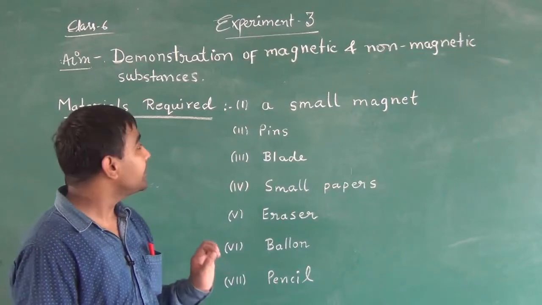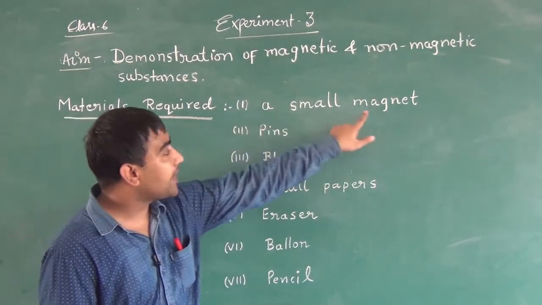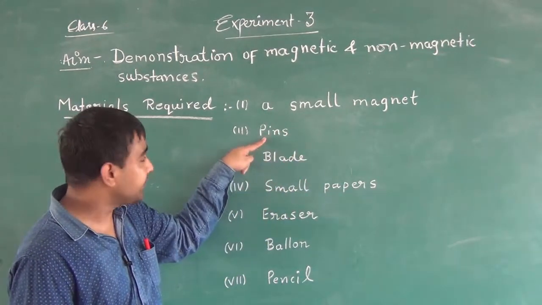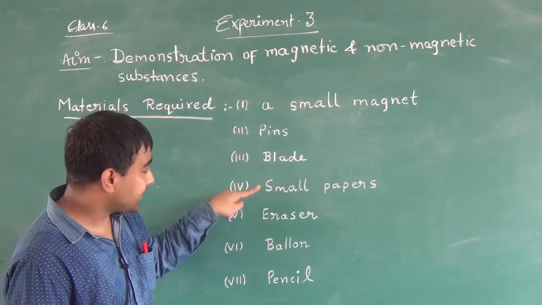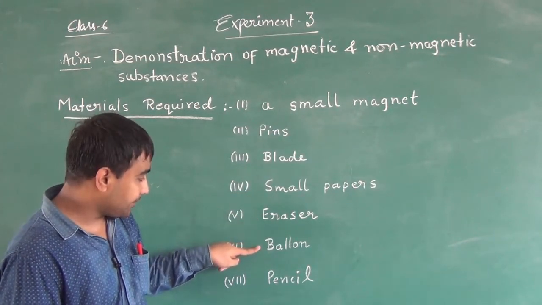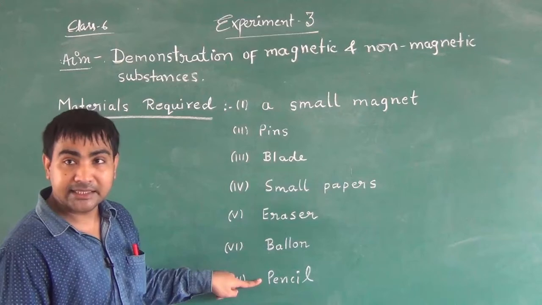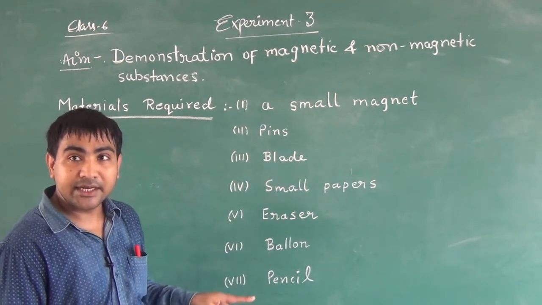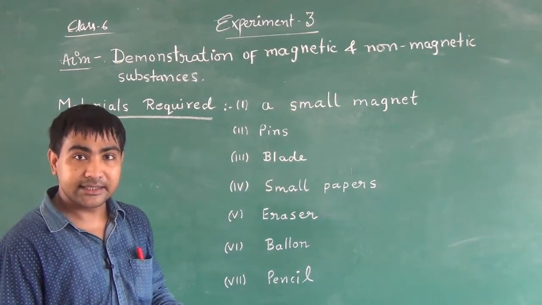For this activity we need a small magnet, pin, blade, small papers, eraser, balloon and pencil. So let us see how we will conduct this activity.